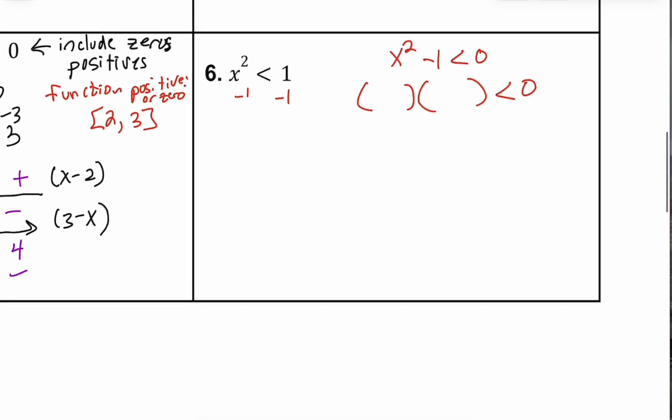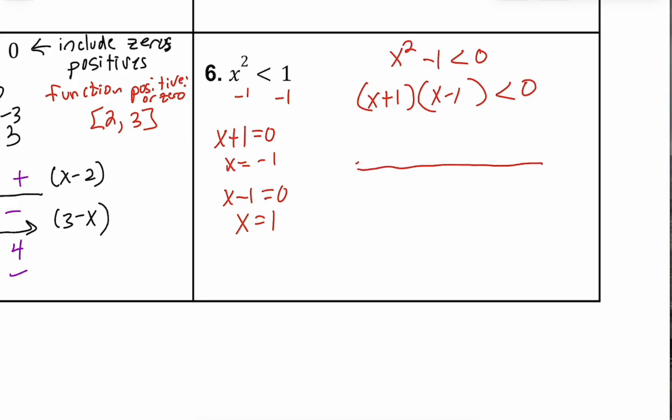Anyway, let's take a look at how we factor that. That is the difference of squares. That factors to be x plus 1, x minus 1. So once it's related to 0 and in factored form, we proceed. So what did we do last time? We found the zeros. X plus 1 equals 0 at -1. X minus 1 equals 0 at +1. We're going to make a chart including those in number line order.